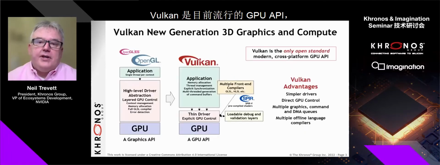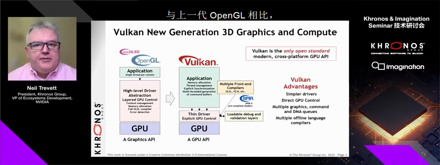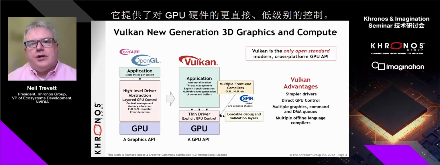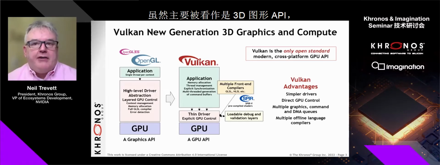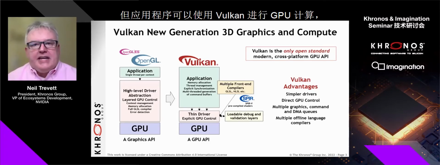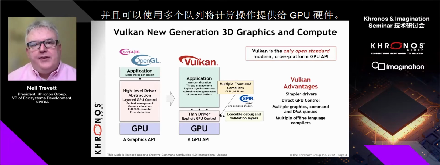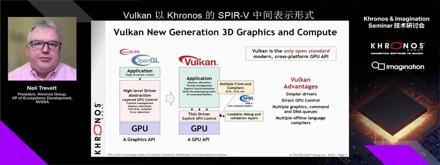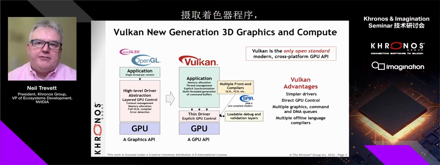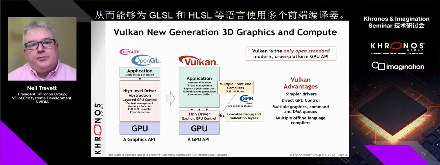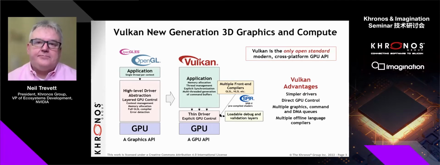Firstly, Vulkan is a modern GPU API that provides more direct, low-level control over GPU hardware than the previous generation OpenGL. Although primarily known as a 3D graphics API, applications can use Vulkan for GPU compute with explicit control over memory allocation and thread management, and can use multiple queues to feed compute operations into GPU hardware. Vulkan ingests shader programs in Khronos' SPIR-V intermediate representation, enabling the use of multiple front-end compilers for languages such as GLSL and HLSL.